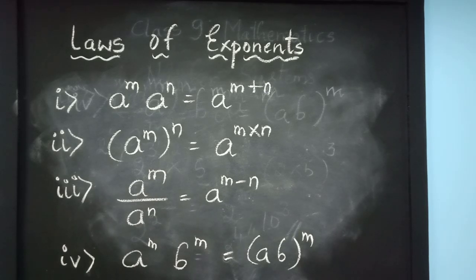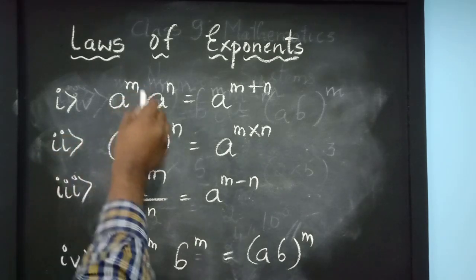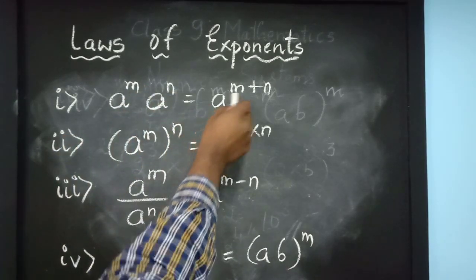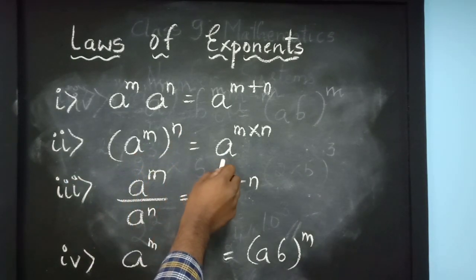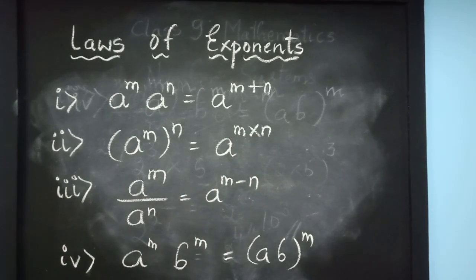A small recap of laws of exponent. The first law, a power m into a power n can be written as a to the power m plus n. Second law, a power m whole power n can be written as a to the power m into n. The third law of exponent, a power m divided by a power n can be written as a to the power m minus n. The fourth law of exponent, a power m b power m can be written as a into b whole power m. These are the 4 laws of exponent. Using these laws, we'll solve few exercise questions.